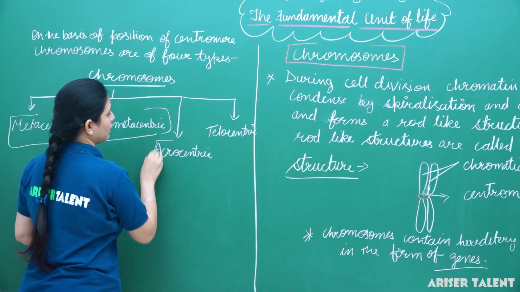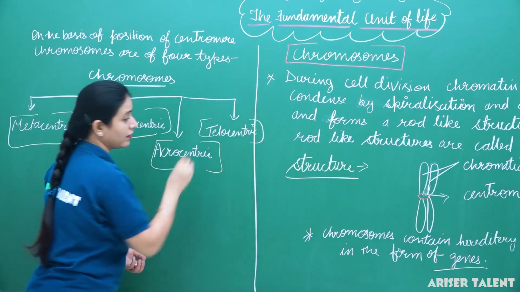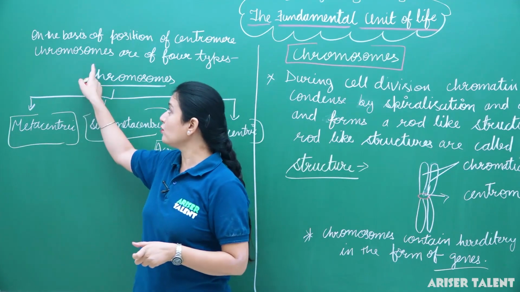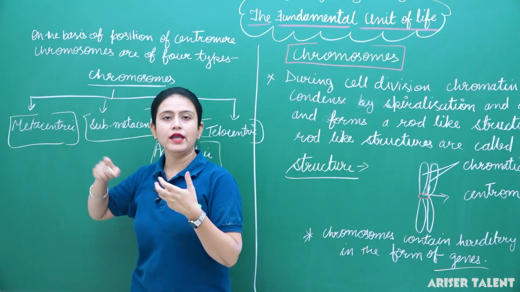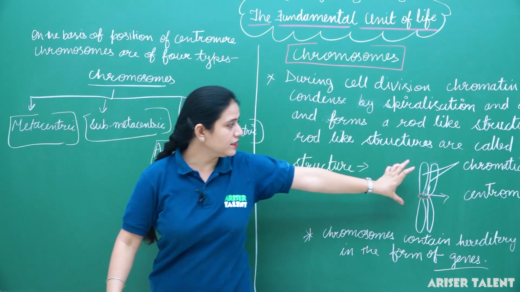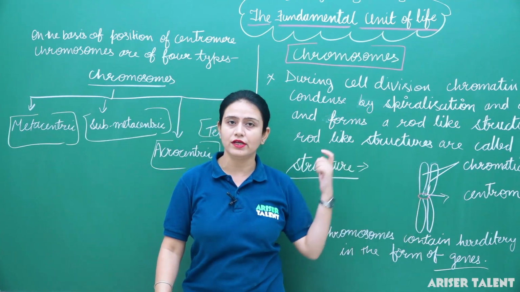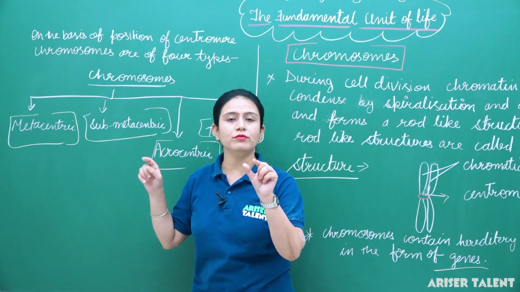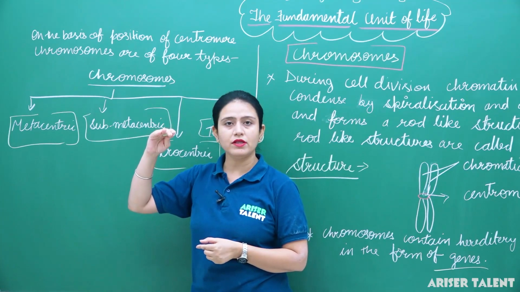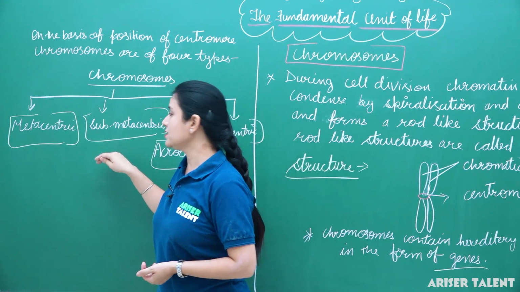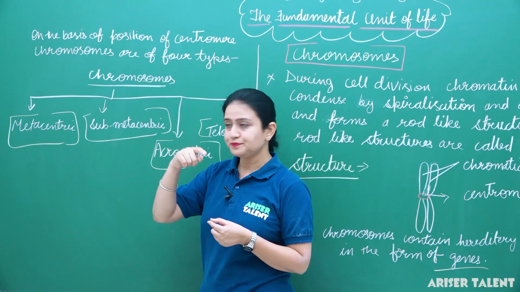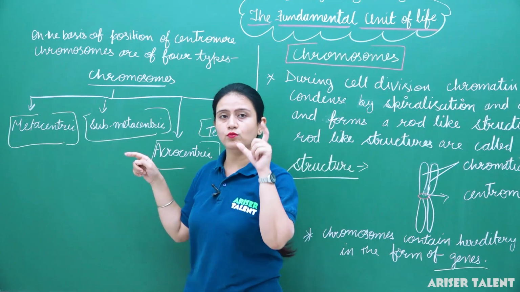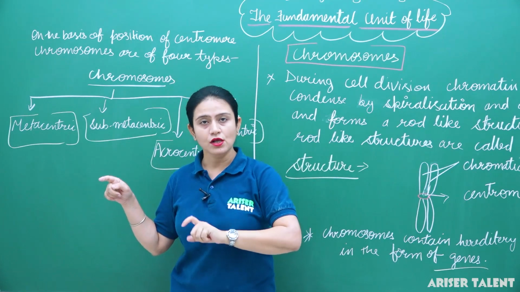submetacentric, acrocentric and telocentric. Now what are metacentric? What happens in the metacentric? The centromere is in the middle, and both the arms are of equal length. But in the submetacentric the centromere is shifted a little away from the middle part, thus in this form generally one arm is shorter and another arm is longer.